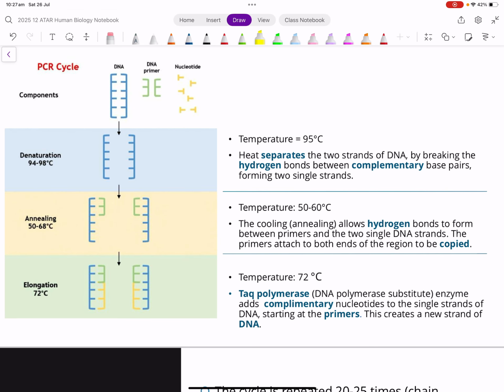So here are our three key stages, and we'll break them down nice and simply. Up the top we've got our ingredients: our particular DNA sequence, some DNA primers, and some nucleotides, and what we're assuming here is that we have our buffer solution as well.